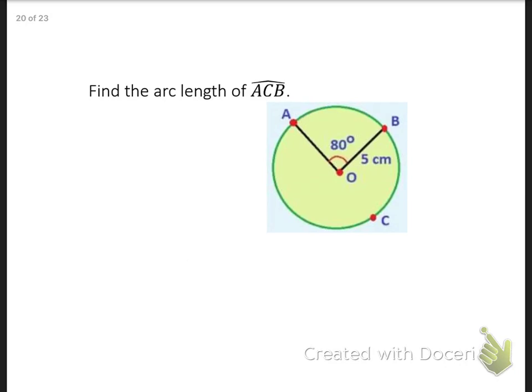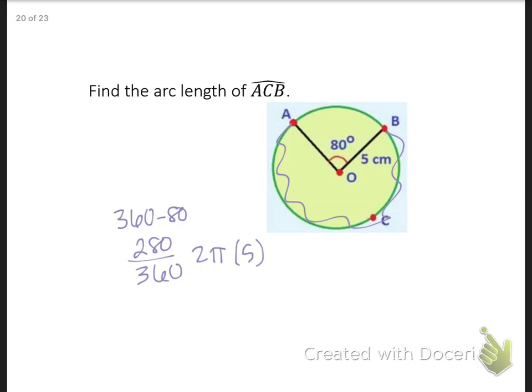Okay, so our next one we're doing ACB. So to find the degrees, I do 360 minus 80, and I get 280 divided by 360 times 2 pi r. Okay, again, if you need to get the decimal, press that double arrow above your enter sign if it does not give it to you, and I got 7.8 pi centimeters.